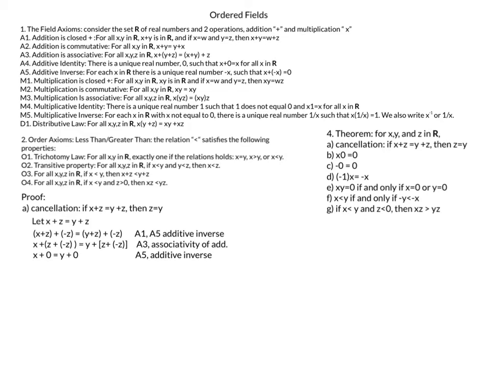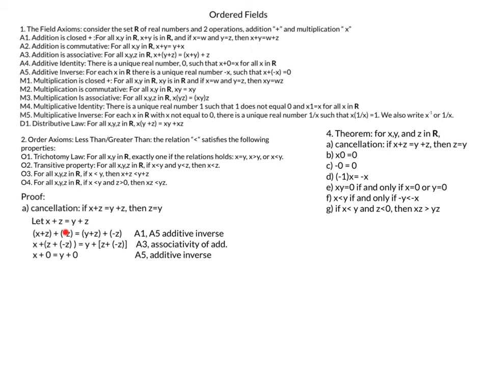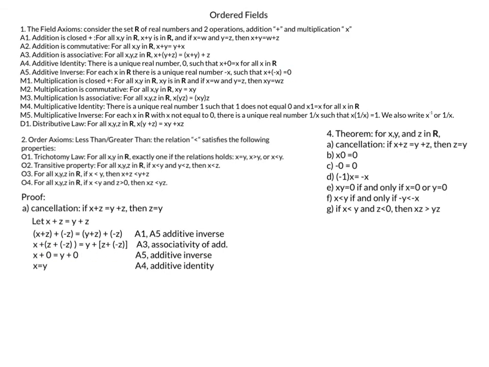Next, we want to group the z along with its additive inverse so we can then get the additive identity 0. We can do this because addition is associative, so we do the grouping on both sides of the equation. Then we use the fact that when you add z with its inverse, you get the additive identity. And our last step is to remind ourselves that 0 is the additive identity, so we have x equals y.